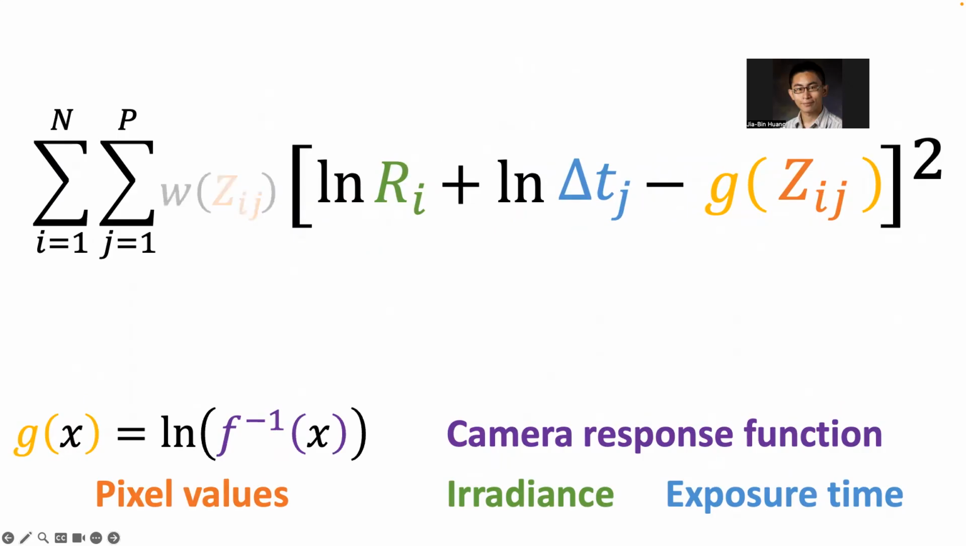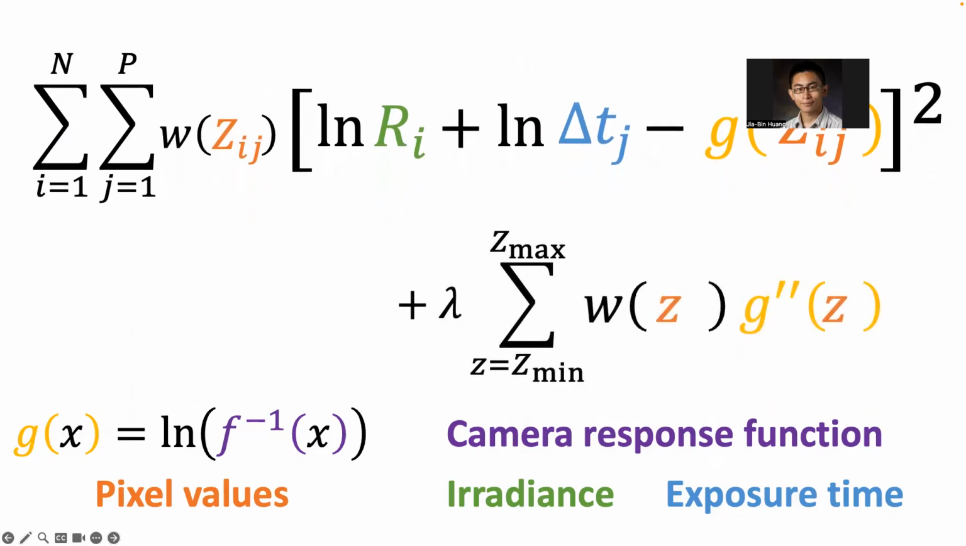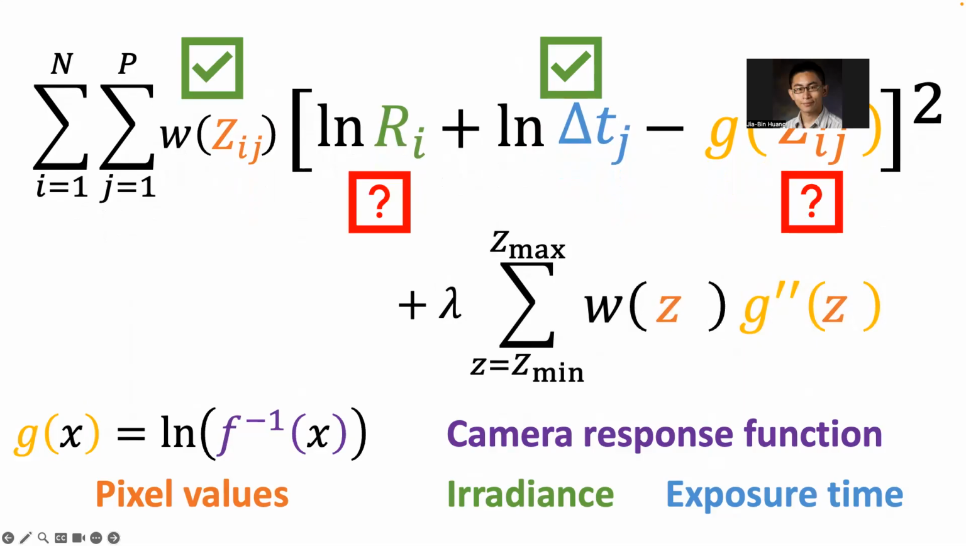And then for some intensity value, if it's overexposed, then I don't trust it. So we have some weighting function here, and we have some regularization. Okay, we'll talk about this later. The things we do know are the weighting function and the exposure time, which we set ourselves, like how much time we expose. What we don't know is these two. So now, how can we solve this?